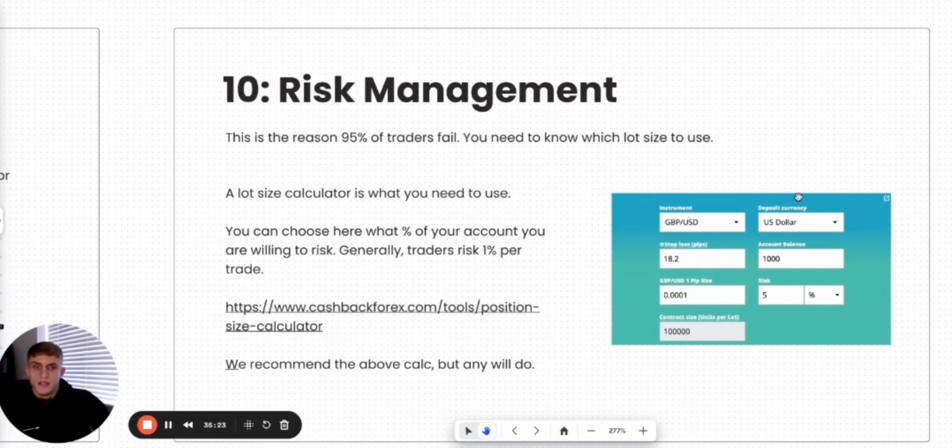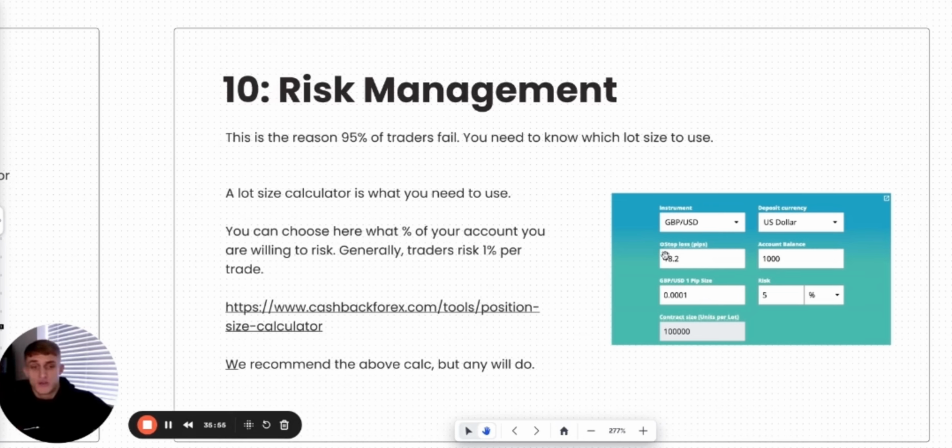What we've got here is a lot size calculator, which I've linked, which you'll all be able to download anyway. You can basically put in currency pair, how much is in your account, how much you'd like to risk, and your stop loss. So let's say you want to put 5% risk, which I wouldn't recommend because in 20 trades it'd blow your account. Everyone generally does 1 to 3%. You put in your risk, you put in your currency pair, stop loss, etc.